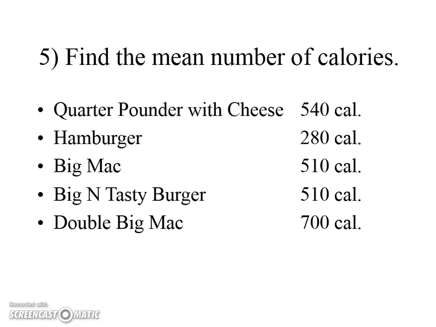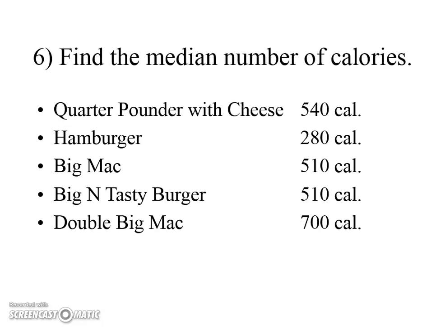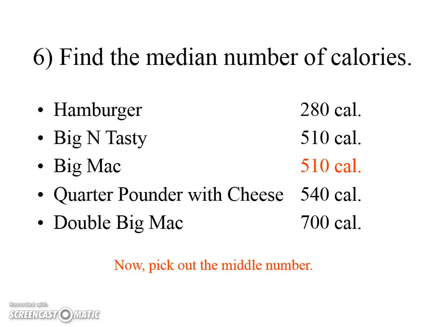Pause the video and try this one. So when I add up all these calories, I would get 2,540. There were 5 items, so therefore I divide 2,540 by 5 and get an average of 508 calories. Pause the video and try this one. Well, to do this one, you have to first put the numbers in order from least to greatest, then pick the middle number, and in this case there was a middle number, so 510 is our median.